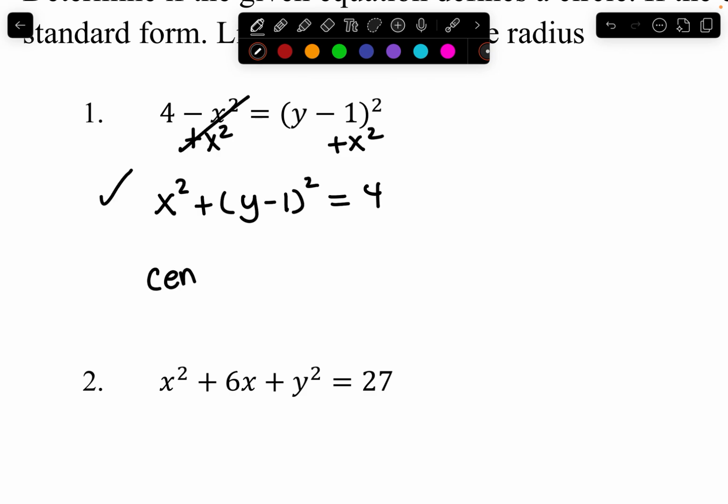So let's go ahead and list the center of our circle and then the radius of our circle. So the center is going to be 0, 1. That comes from the 0 that would be with this, and then the 1 comes from this part of my formula. And then r squared, remember, is at the end, which means that r is actually going to be 2, not 4.